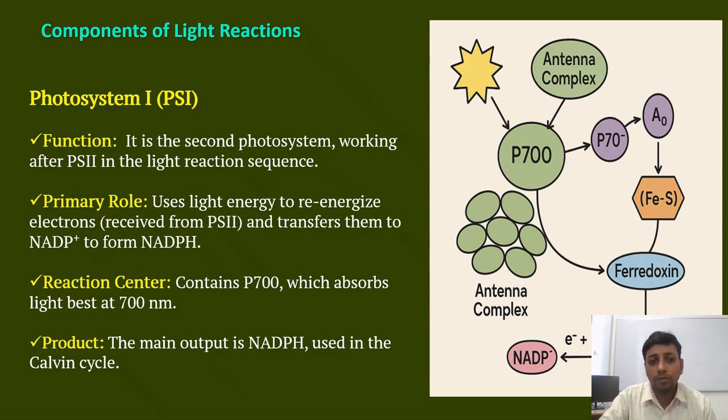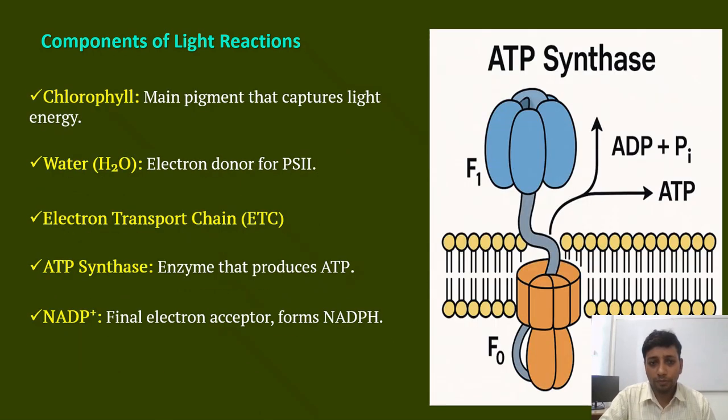The next component is PS1. It is the second photosystem, working after PS2 in the light reaction sequence. Its primary role is to use light energy to re-energize electrons received from PS2 and transfer them to NADP plus to form NADPH. These reaction centers contain a special type of chlorophyll known as P700, which absorbs light best at 700 nanometer. The main product of PS1 is NADPH, which is used in the Calvin cycle.